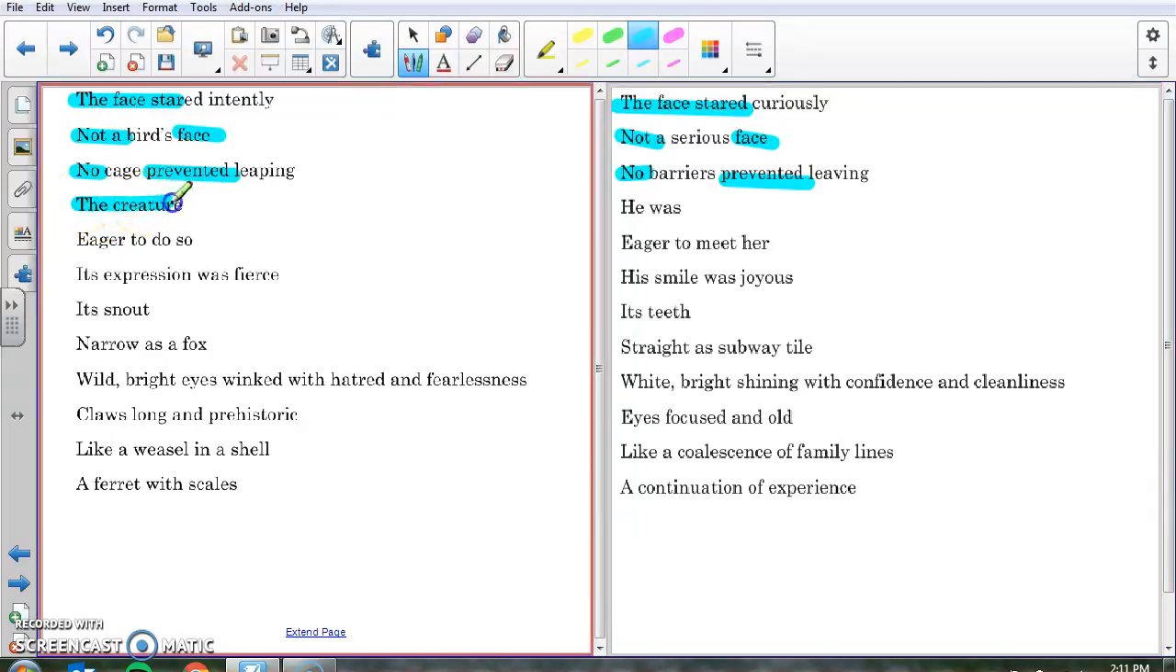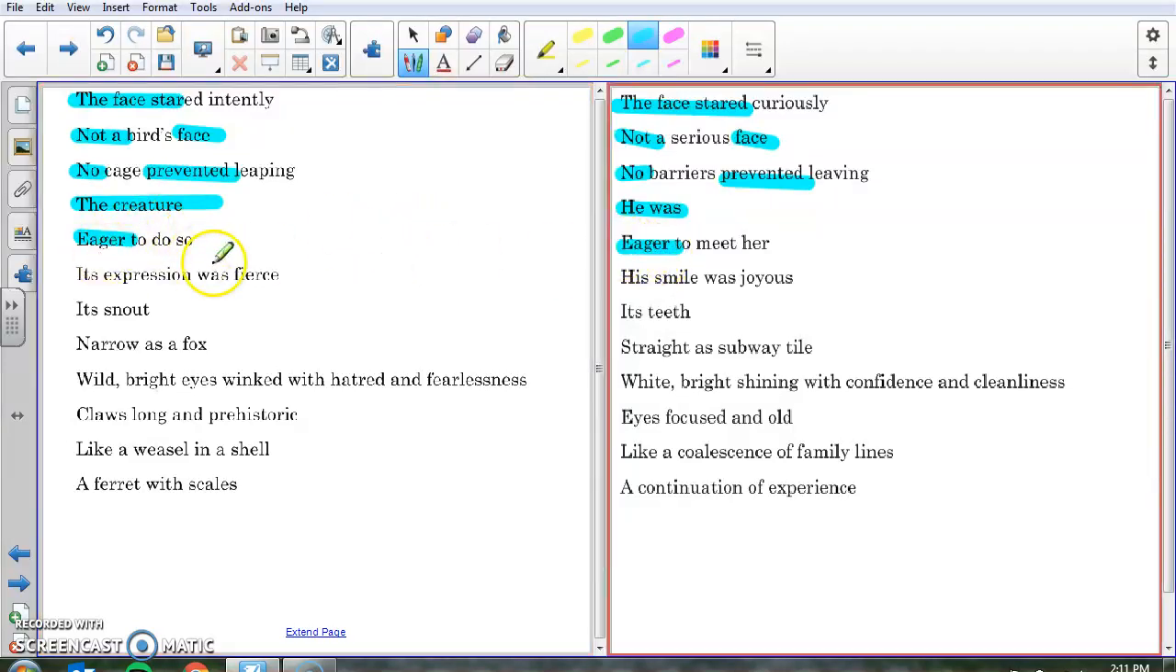Instead of the creature, I'm not talking about the creature. I'm talking about a different person. I'm talking about "he." And so I changed "the creature" to "he." I kept the word "eager" because I thought that was a very descriptive word. But instead of "eager to leap at me," I chose "eager to meet her."